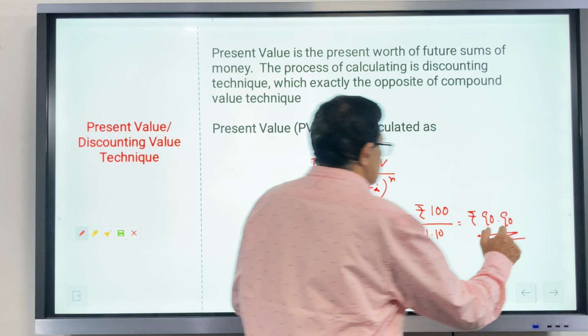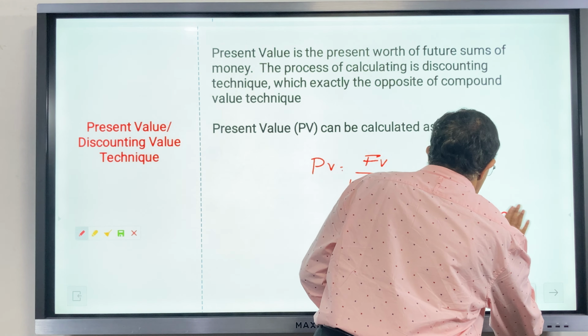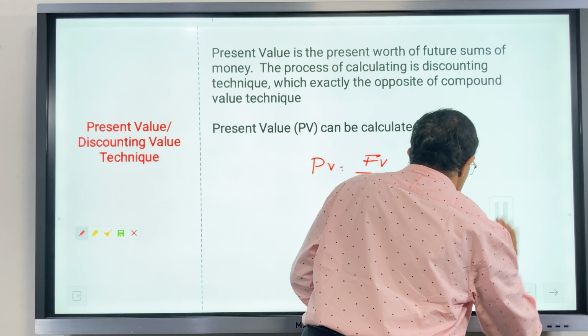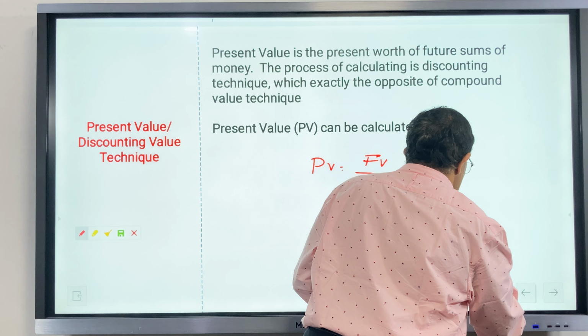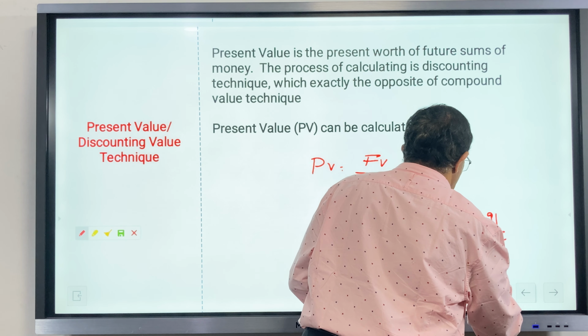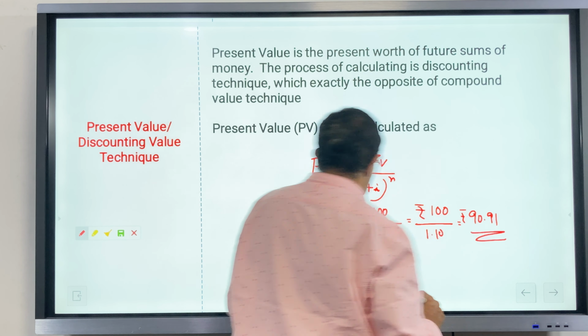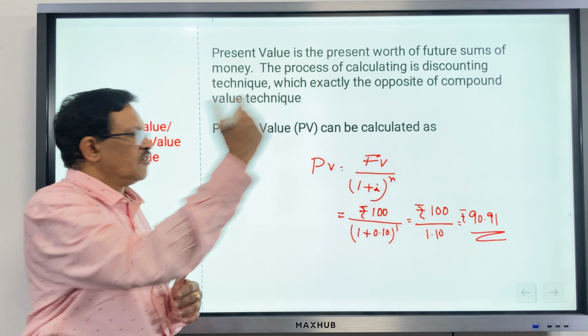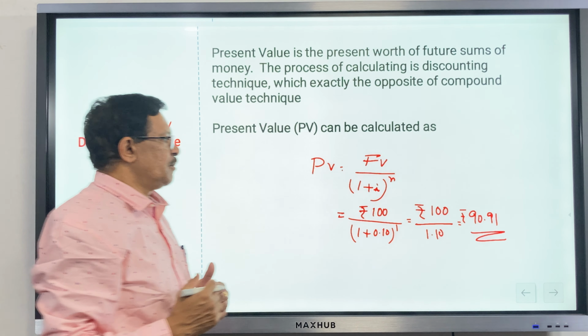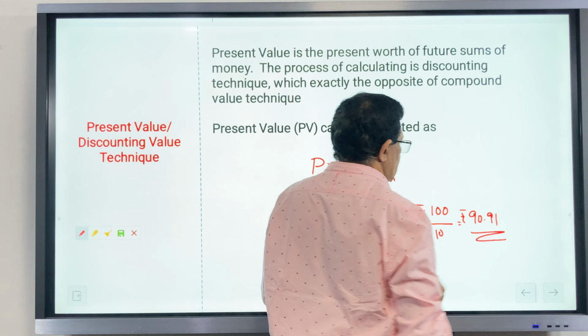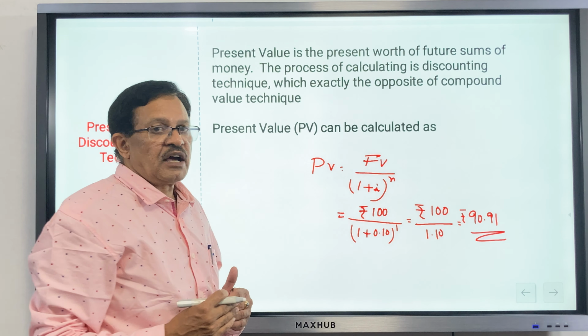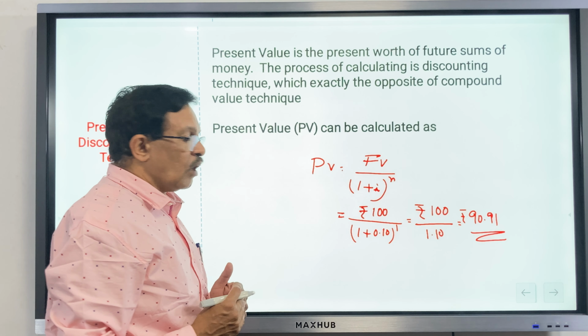So we can take it as 90 rupees 0.91 paise. So if you are getting 100 rupees at the end of 1 year, the present value of that amount is equivalent to rupees 90.91.